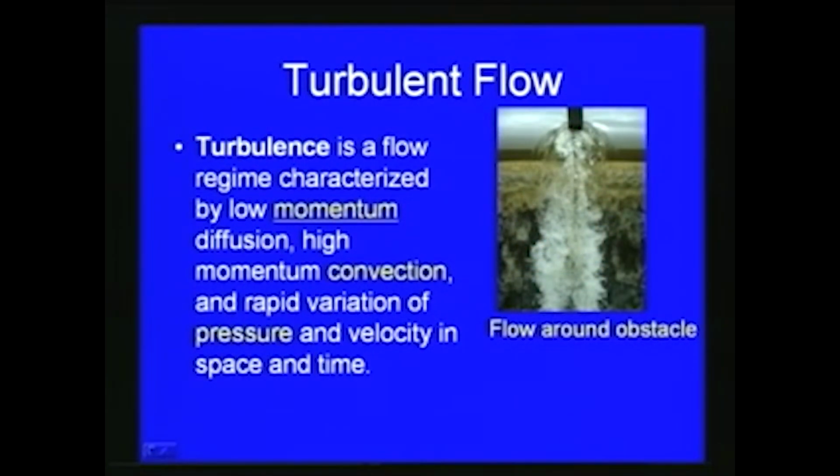Here you can see a submarine moving in the sea. Due to the speed of the vehicle, when the submarine is at its starting position it is laminar, there is not much disturbance, but when it starts moving you can see a lot of disturbance, high momentum convection, and rapid variation of pressure, and also velocity changing drastically in space and time. So, this is the phenomenon taking place as far as turbulent flow is concerned.